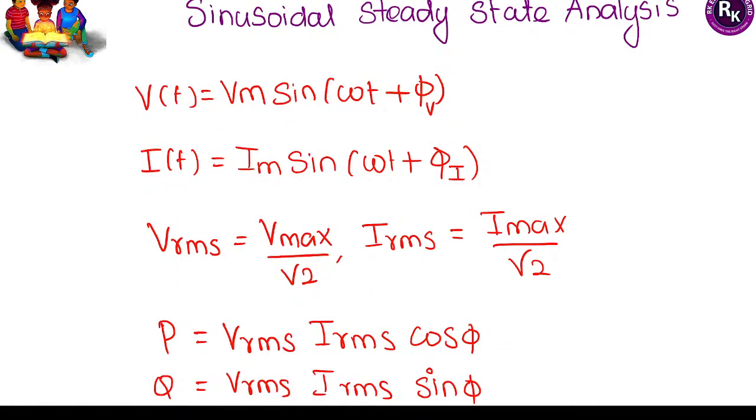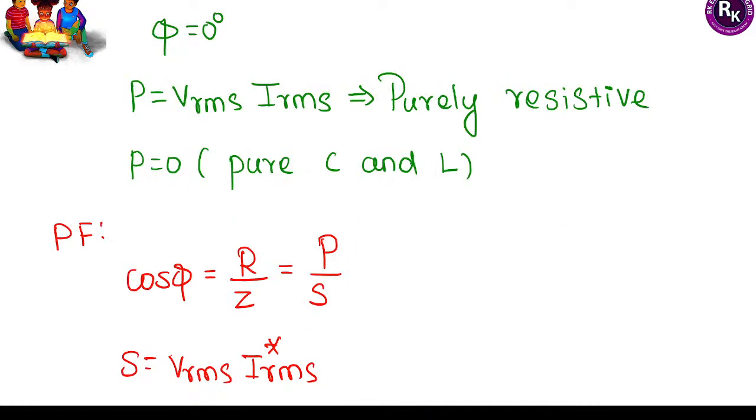Next, if you are talking about sinusoidal sources, we know the sinusoidal instantaneous voltage and instantaneous current representation. This is the formula for the relation between RMS and maximum. This is the RMS current and the maximum current. This is the formula for real power and reactive power. Next, if the value of phi is 0, then this is the formula to calculate the real power. The circuit will be purely resistive when phi equals 0. The real power will never be consumed by inductor and capacitor. Inductor and capacitor will consume only reactive power. Resistor will consume only real power.